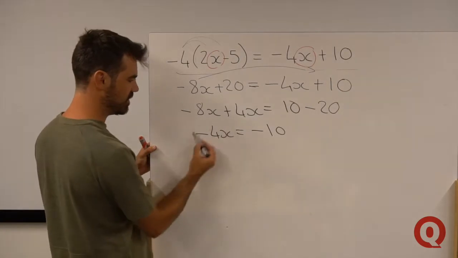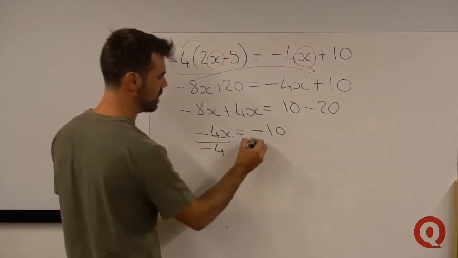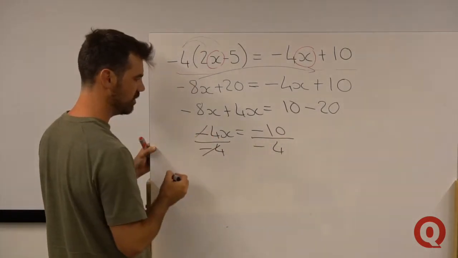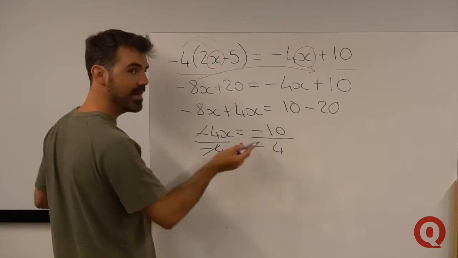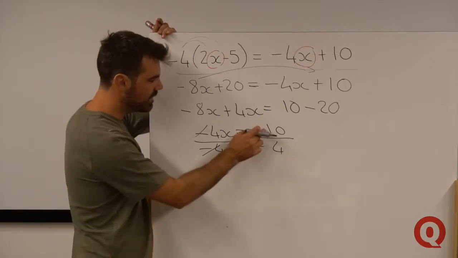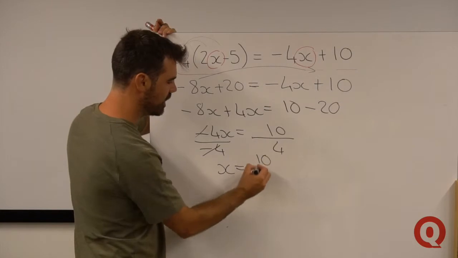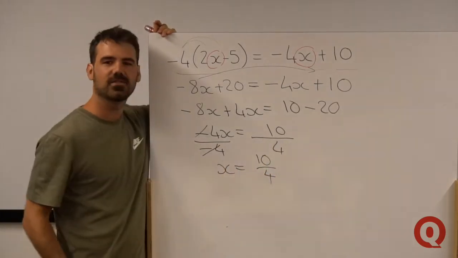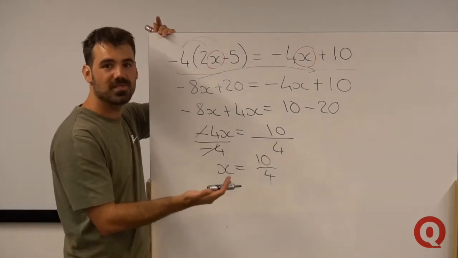Now to get rid of this, to keep x on its own, I must divide by a negative 4. So I divide this side by a negative 4. These cancel, alright? And now I've got a negative divided by a negative. What do we know about that? Well, that becomes positive, alright? That becomes a positive. So they can just cancel each other out. And now we're left with the same answer as we had before. x is equal to 10 over 4. And as you saw, we simplify that to become x is equal to 2.5. So same thing, just different.